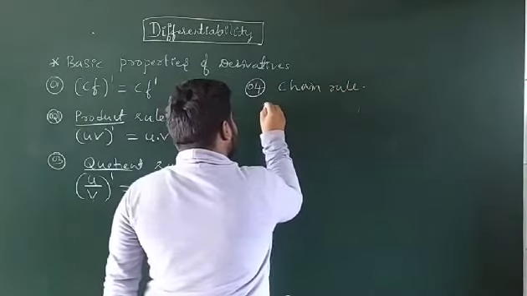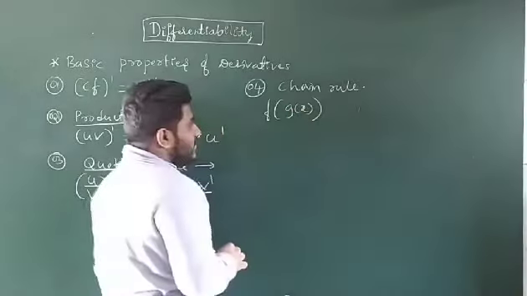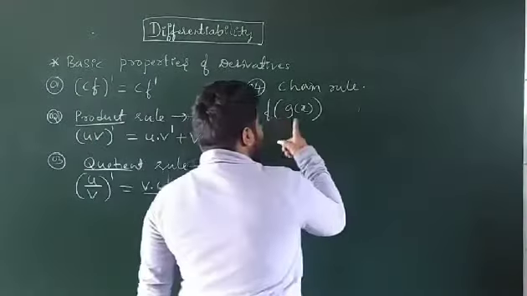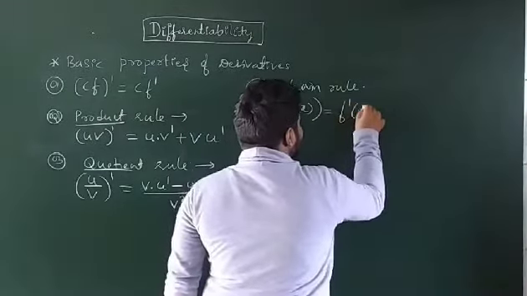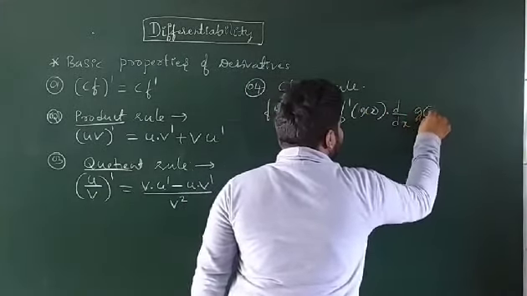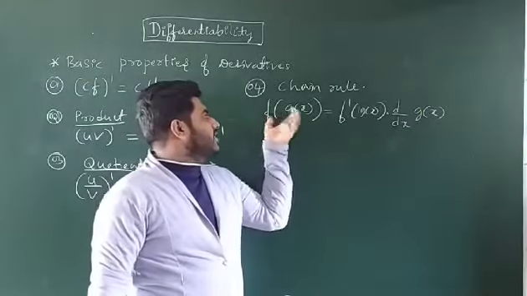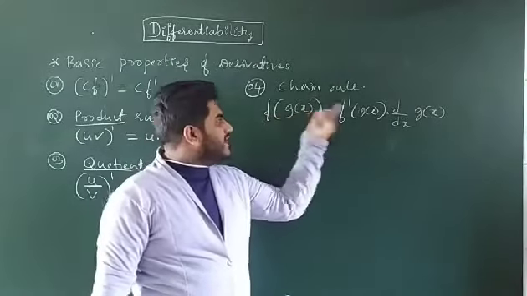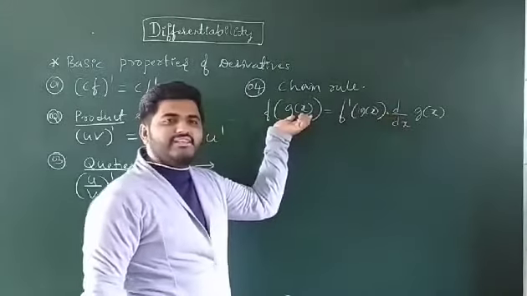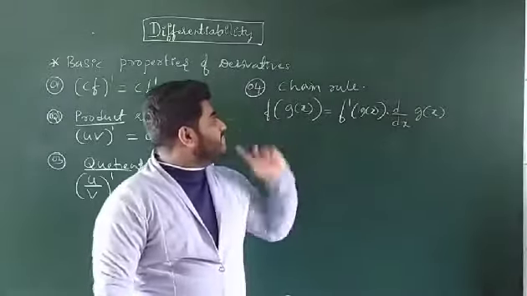When you find out the differentiation of f of g of x, so if you have a function in terms of another function, just do the differentiation of the first one, f dash of g of x, into d by dx of g of x. First you have to find out the differentiation of the outer function, whatever function you take as x, and do the further procedure. Then go for the differentiation of whatever the internal function is, that is g of x, differentiation of g of x. So this is what chain rule is.